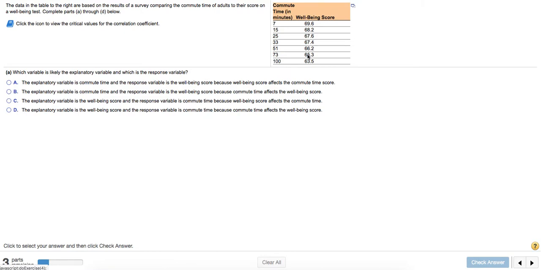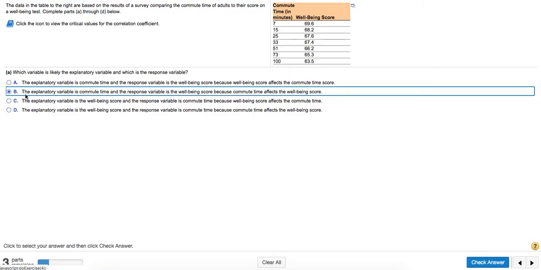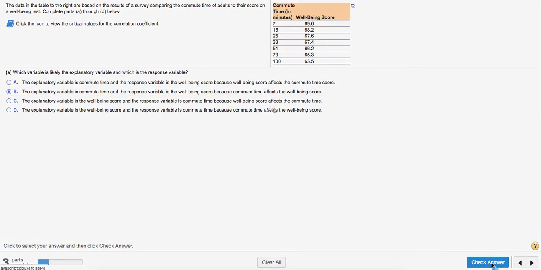And the way it looks is that this first column is your explanatory variable. It's explaining what is happening over here for the response. So we'll just choose the option that correctly reflects this. So the explanatory variable would be the commute time, and the response variable is the well-being score because, well, oh, nope, doesn't look like it's that one. It's because the commute time affects the well-being score. So I'm going to select option B. Okay.